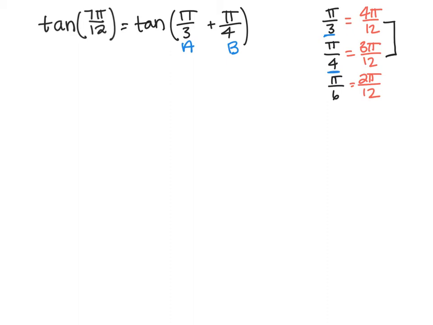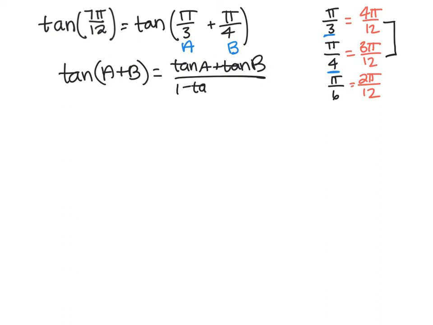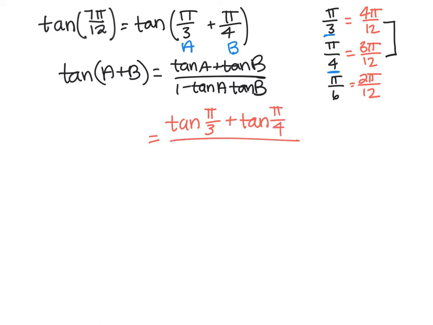So we're doing a sum formula. The tangent sum formula is that tangent of A plus B is tan A plus tan B all over 1 minus tan A tan B. So it's just a matter of plugging everything in. We need to do tangent of pi over 3 plus tangent of pi over 4 all over 1 minus tangent of pi over 3 times tangent of pi over 4. So now it's a matter of using our unit circle values, plugging those in, actually evaluating these trig functions.